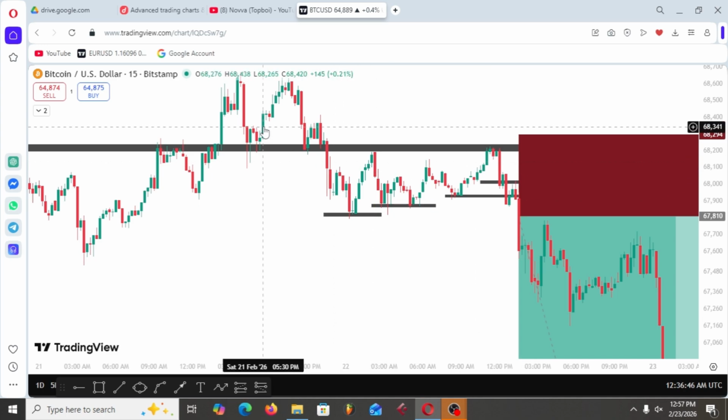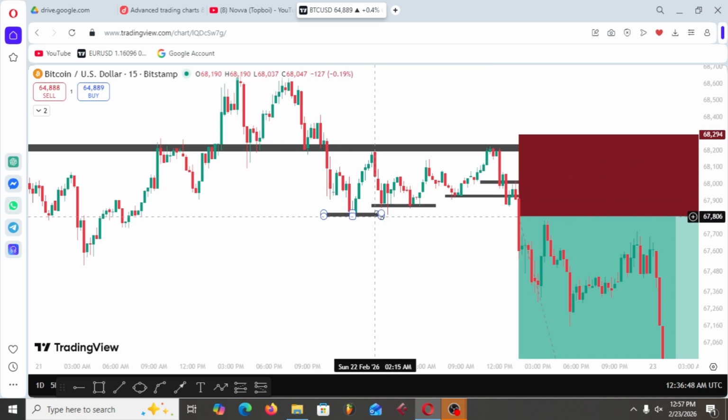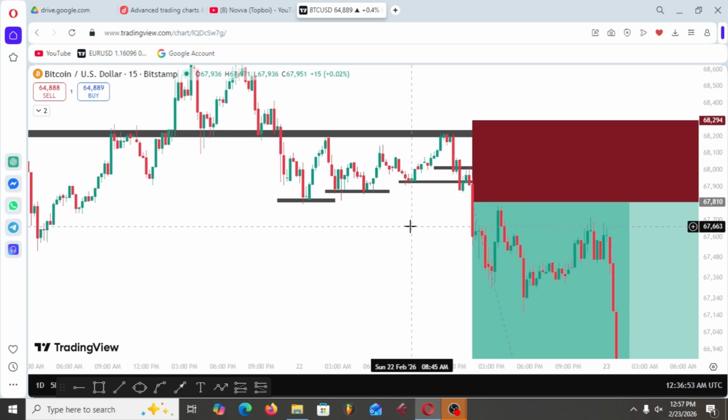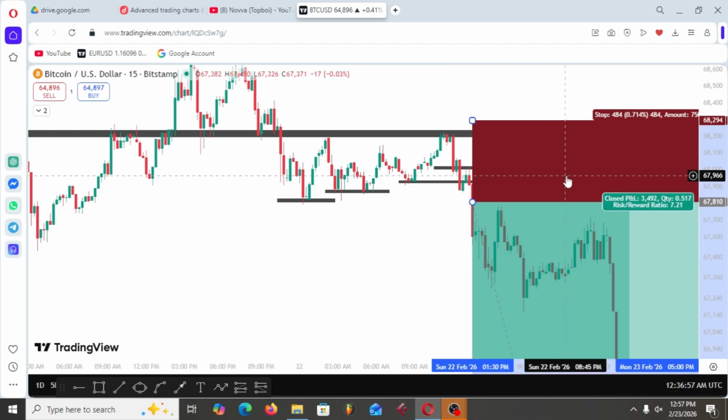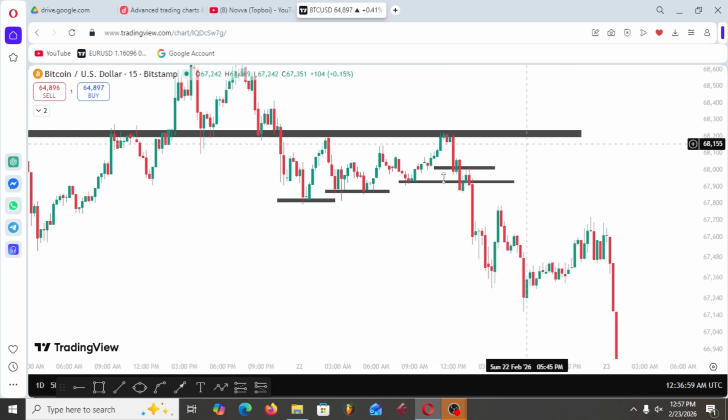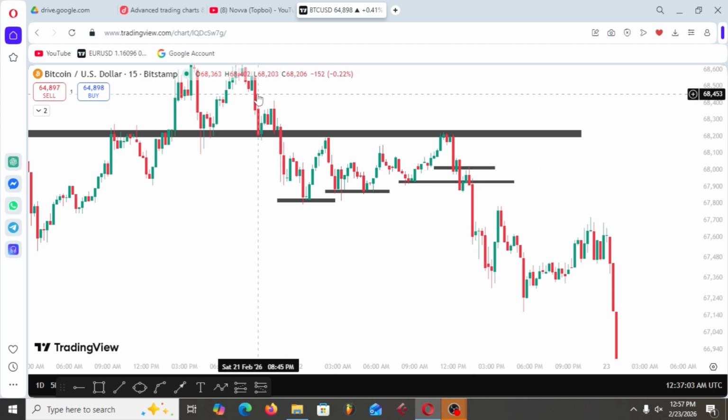So here the market gave us indication, then correction. How do you know that your correction is over? This is just a typical example of how to know that your correction is over, but it did not play out well. Okay, let me remove this so you can see what I'm explaining. So this is our correction. Remember, correction is always selling.